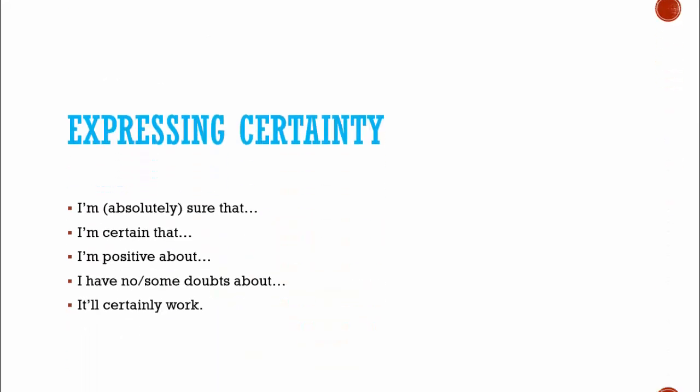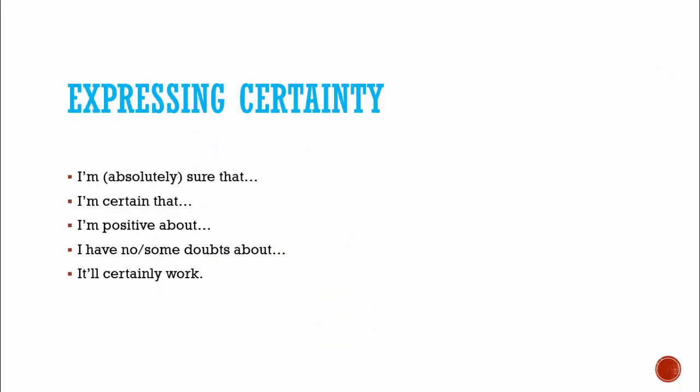Here, expressing certainty. If you are certain about something and you want to express certainty, you can say, I'm absolutely sure that, I'm certain that, I'm positive about, I have no doubt about, or I have some doubt about, and mention things that you have doubt on, or I'll certainly work, or it will certainly work.